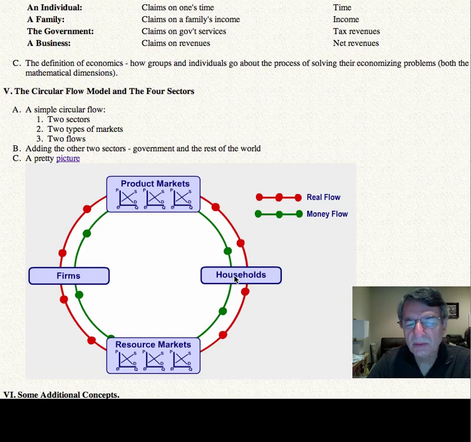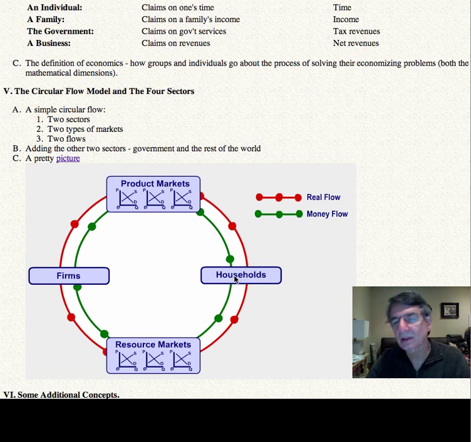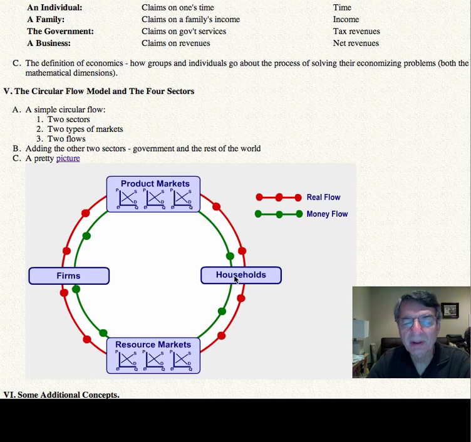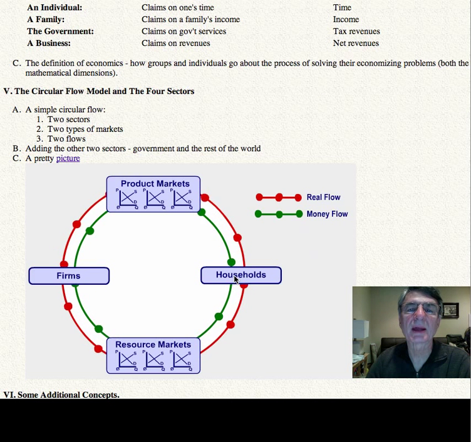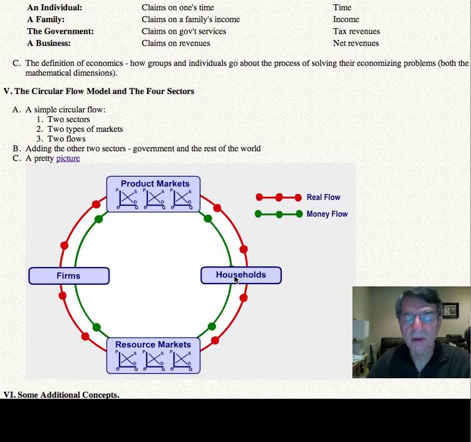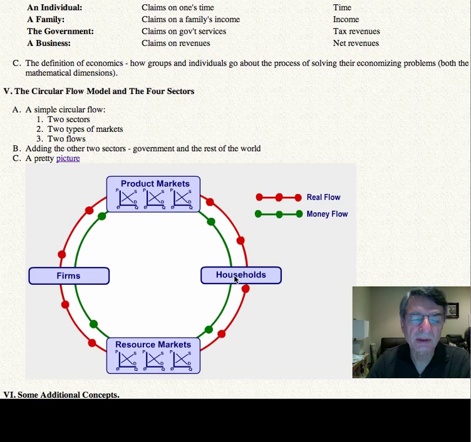Households are also assumed to own all resources. So households own labor, which is the biggest resource. They also own entrepreneurship, capital, and natural resources. For the most part, they're owned by households. Maybe they're owned by corporations, but the corporations are owned by households, so it's a close enough assumption.